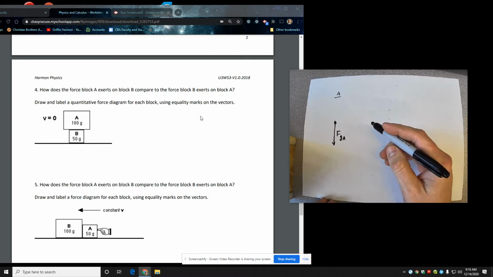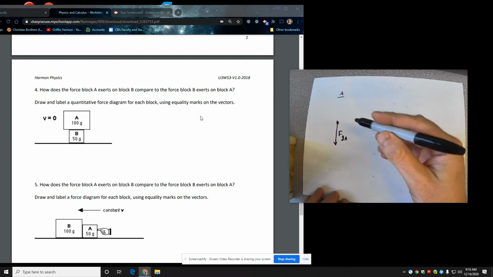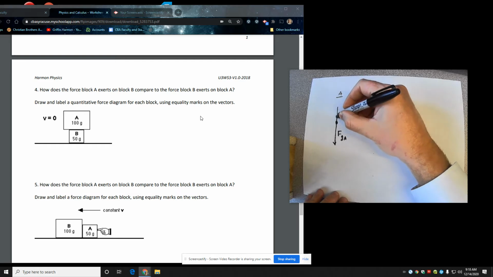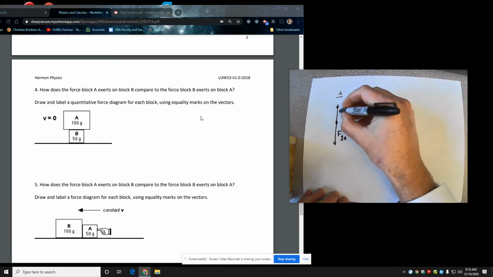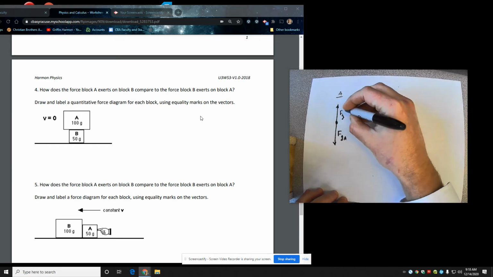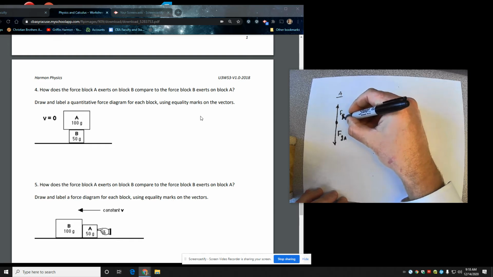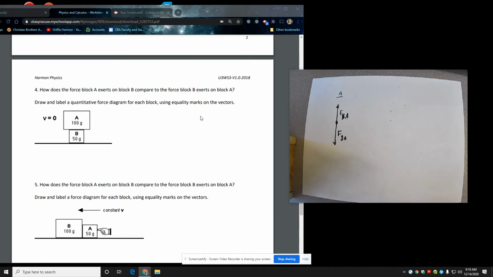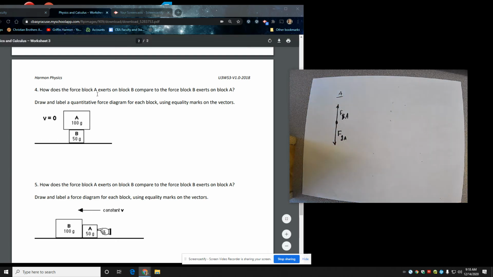All right, then what's holding A up? Well, B is holding A up, so it must be the same. FBA, I'm going to call it. Force of B on A. So when it's objects interacting that are labeled like this, A and B, I don't like to call it a normal force because there's going to be a normal force down here and I don't want to confuse them. It's force of B on A. Force of block B on block A is what's holding block A up.